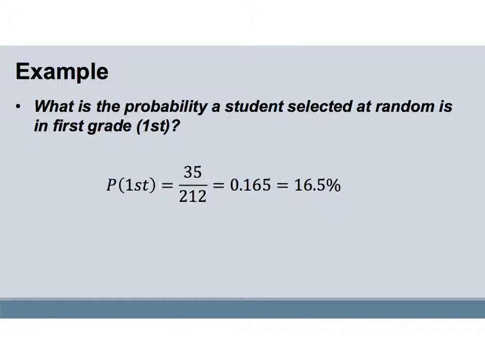Then what is the probability a student selected at random is in first grade? Well, again, that's a straight probability. If I look across my table, there are 35 first graders out of the 212 I surveyed. So 35 over 212 is 0.165 or 16.5%.